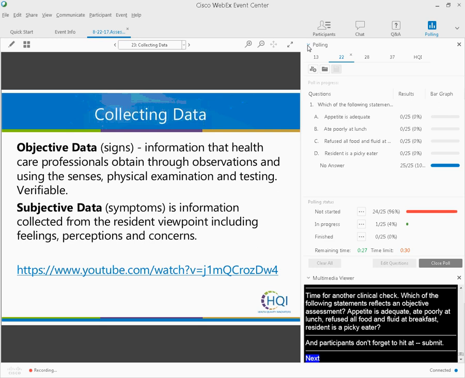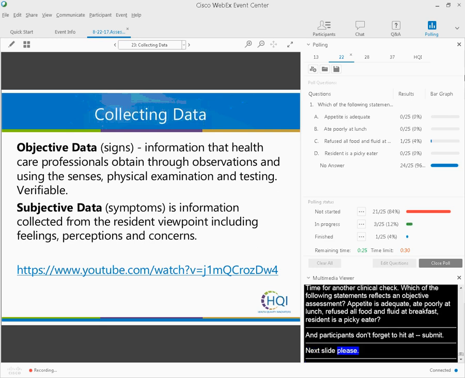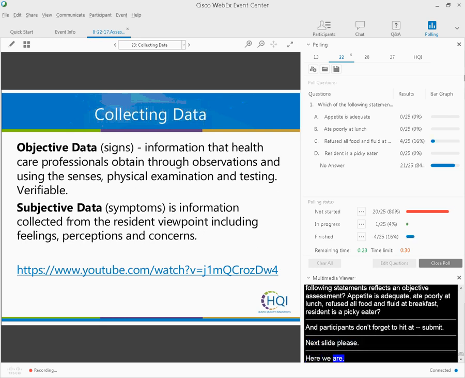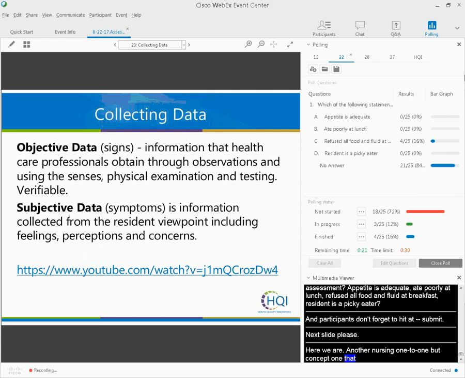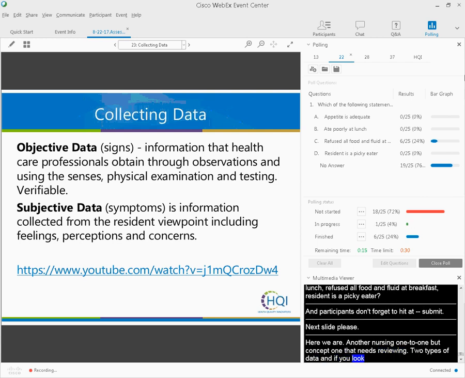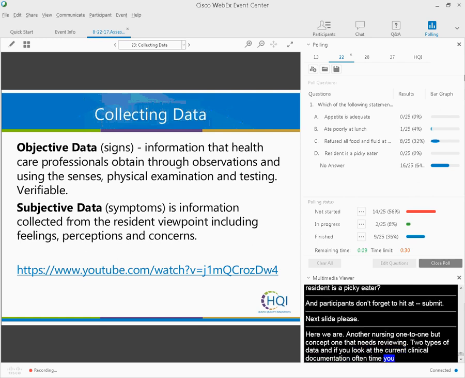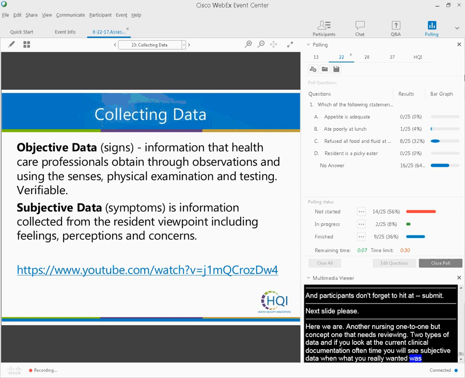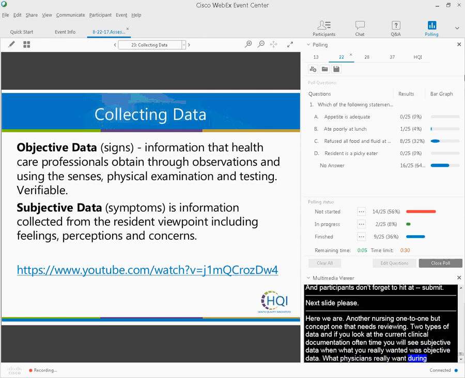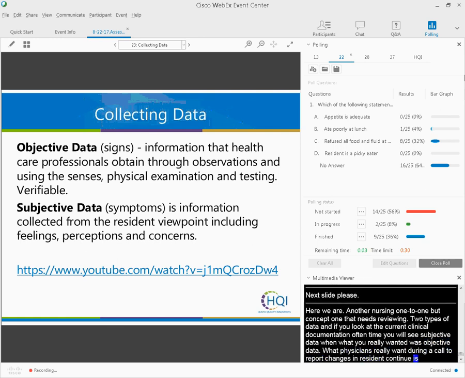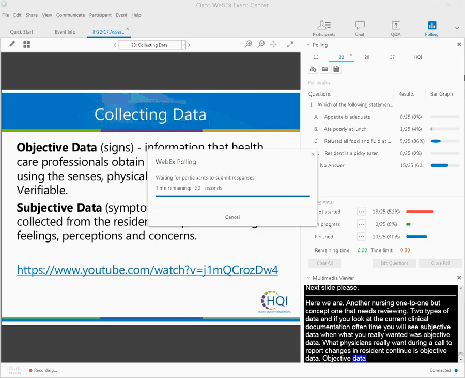So here we are, another Nursing 101 concept, but one that often needs reviewing. Two types of data. And if you look at your current clinical documentation, oftentimes you'll see subjective data when what you really wanted was objective data. And what physicians really want during a call to report changes in resident condition is objective data. Objective data is verifiable. In the future, telemedicine down the road will help us with that, but until now it's often via the phone where the staff paint the picture by words and data to the physician.